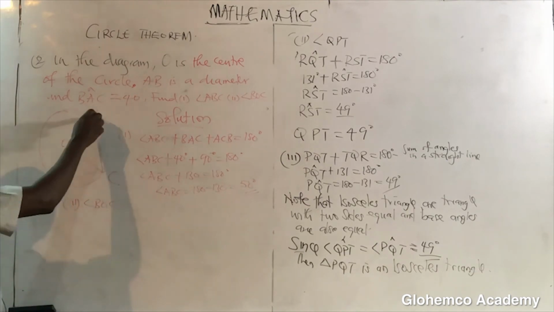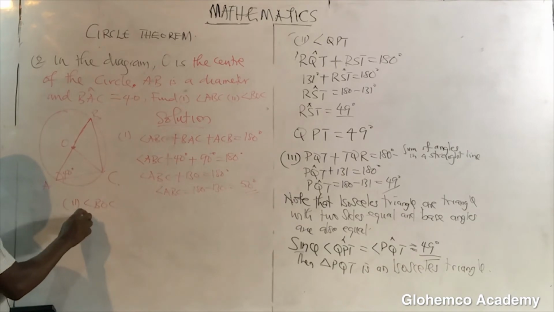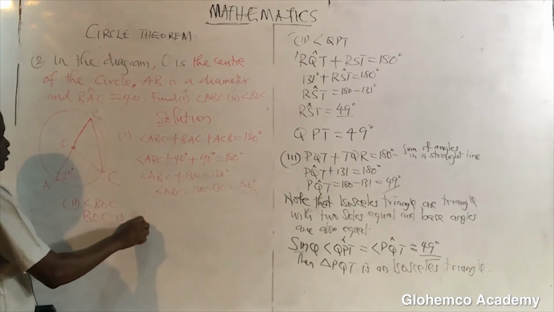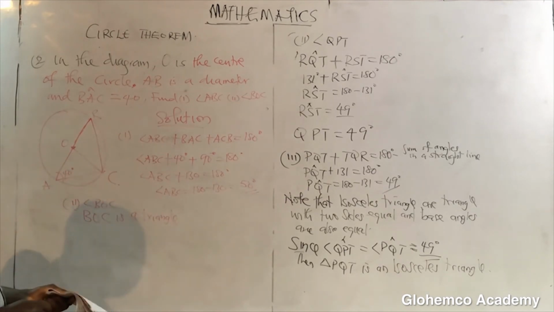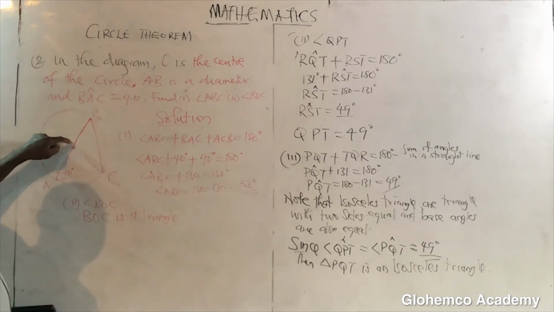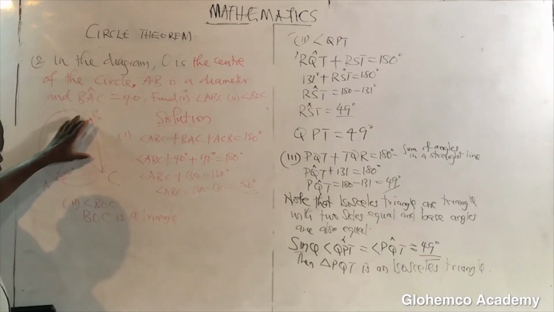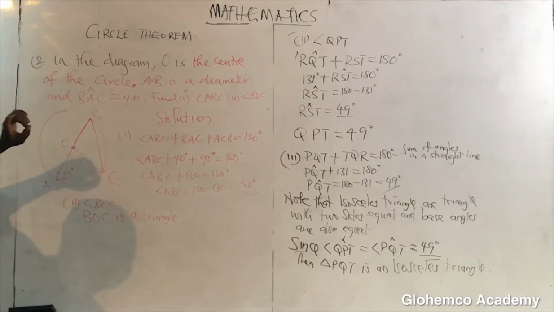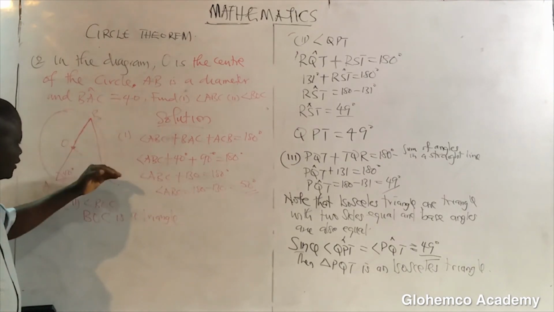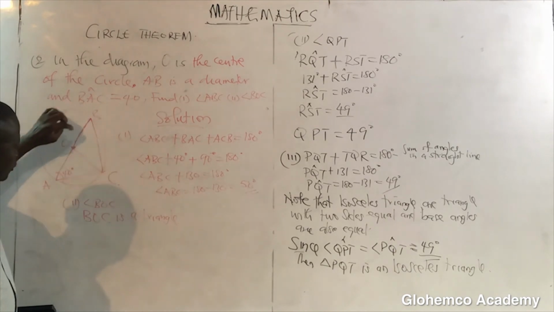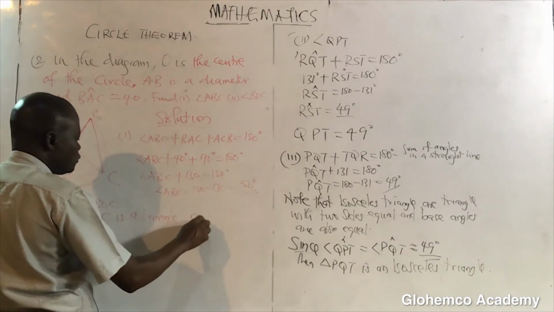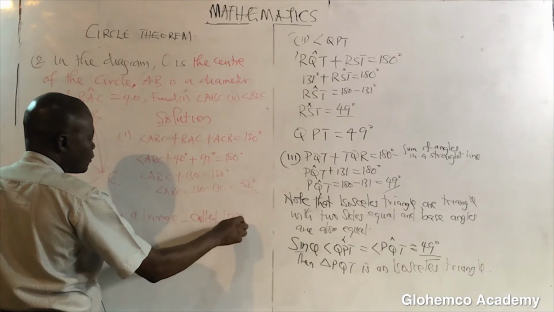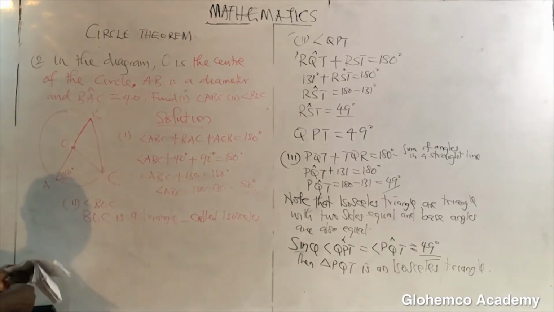Now, look at it, BOC. BOC is a triangle. What type of triangle is this? We know BOC is a triangle, but what is the name of this triangle? That is the first thing that must come to your mind. Clearly, you see that BOC is a triangle called what? Isosceles. It's an isosceles triangle. Why do we say it's an isosceles triangle?